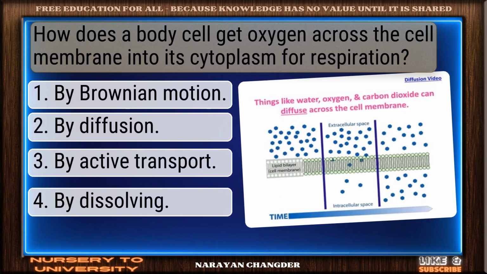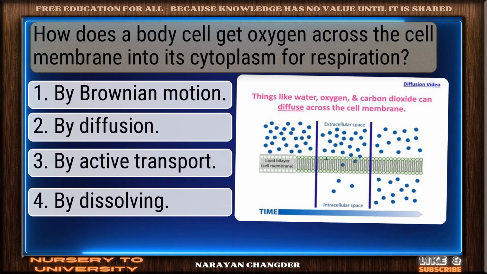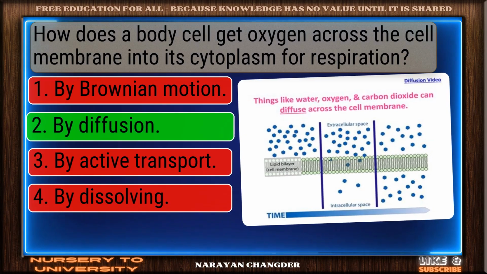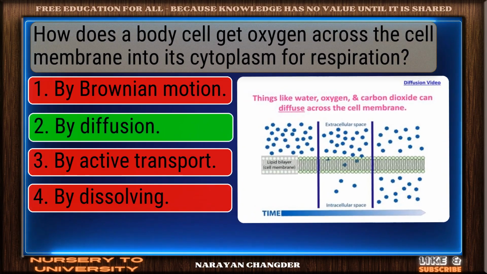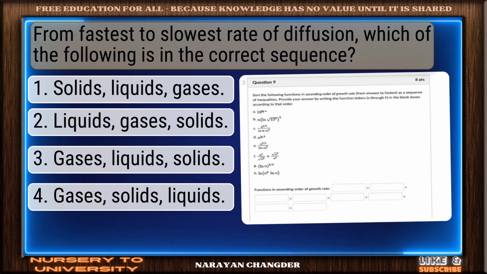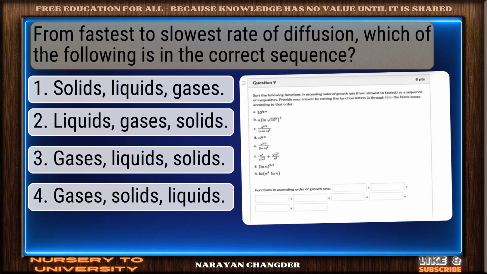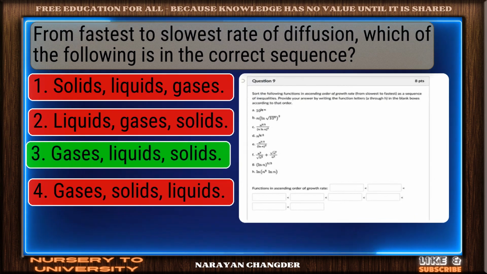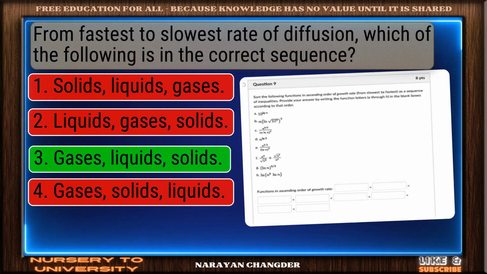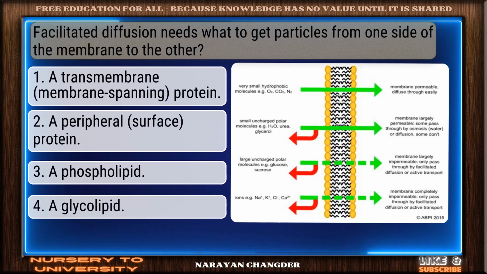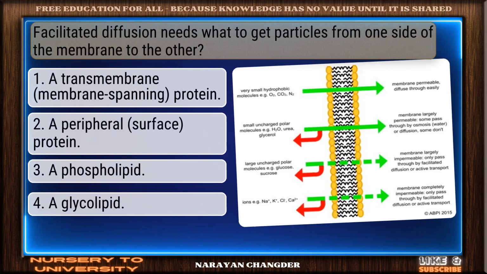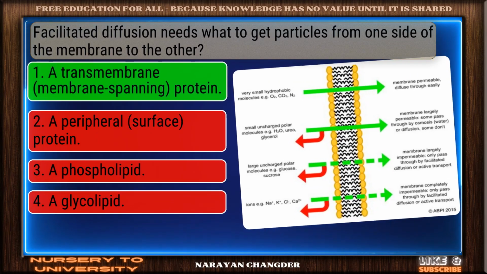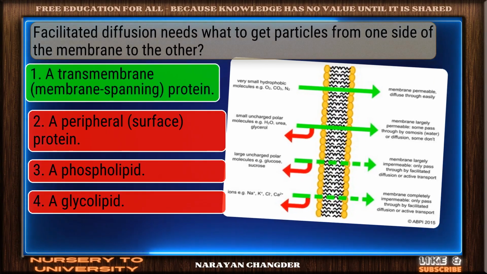How does a body cell get oxygen across the cell membrane into its cytoplasm for respiration? Correct response. By diffusion is the most accurate answer. From fastest to slowest rate of diffusion, which of the following is in the correct sequence? Well picked. Gases, liquids, solids is the correct answer. Facilitated diffusion needs what to get particles from one side of the membrane to the other. Solid response. A transmembrane protein is a valid choice.